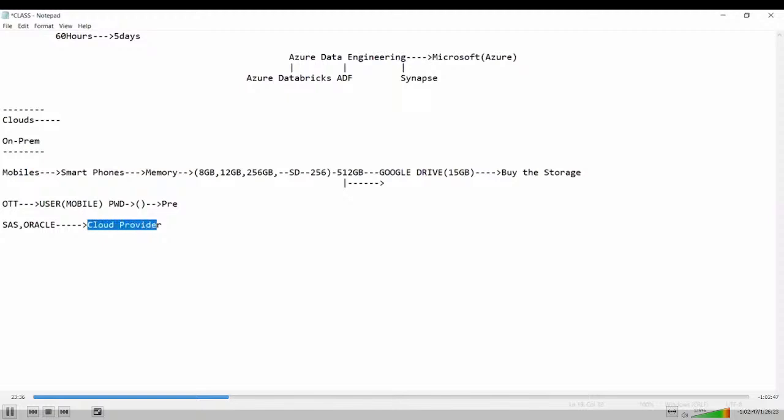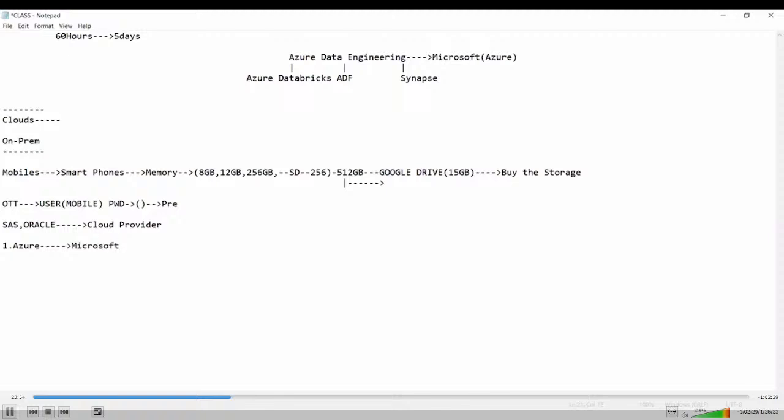So now, guys, across the globe, we have the following cloud providers, the market leaders in cloud providing. What is that? The first one is what is that? You have Azure. Azure is from Microsoft.